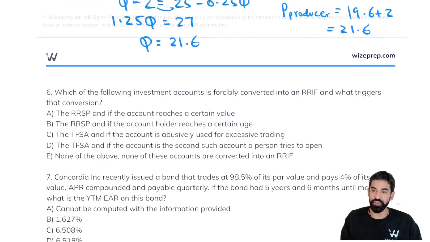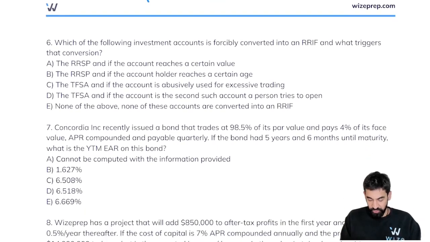Okay, just brainstorming what else they could ask you. Question number 6 says, which of the following investment accounts is forcibly converted into an RRIF, and what triggers that conversion? So this is just like a little definition in the textbook. It doesn't come up often, but it's just a theory. If you had to guess, what would you guess? Well, they say RR in the question. So that means it has to do with RRSP.